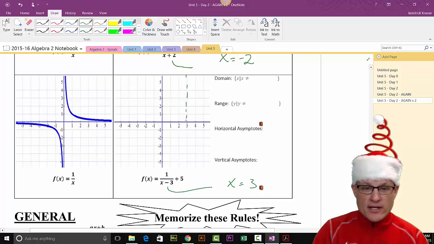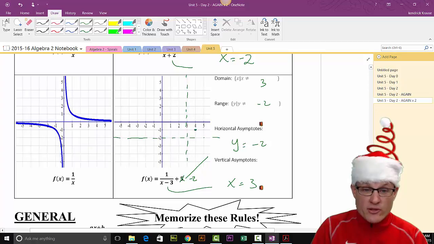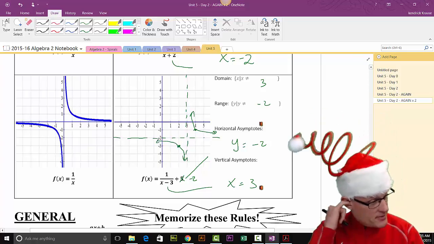That is a vertical line, x equals 3. Y equals, oh, 5's annoying. We're going to make that negative 2. Y equals negative 2. Negative 2, 3. There is no reflection and there is no dilation, so we're going to go through these single points right here and draw our curves so they go towards the asymptotic lines.